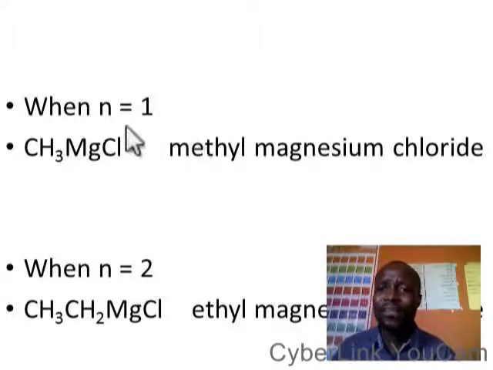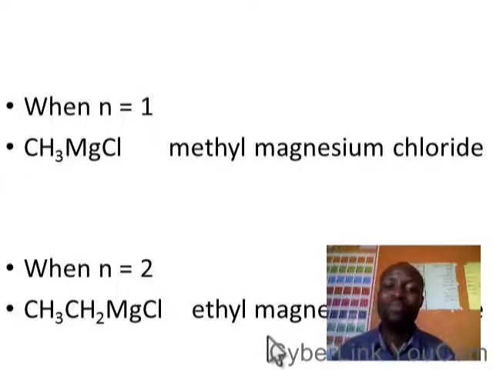Look, when n equals 1, it becomes CH3. That general molecular formula CnH2n+1 becomes CH3MgCl. This is methyl magnesium chloride. When n equals 2, it becomes what? CH3CH2MgCl. So I give to you this assignment.